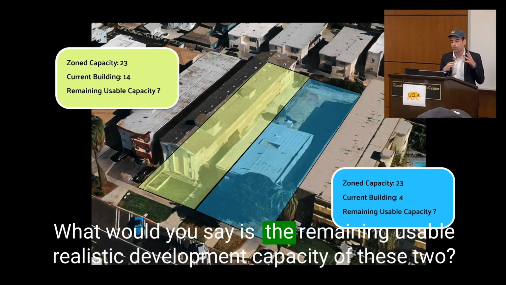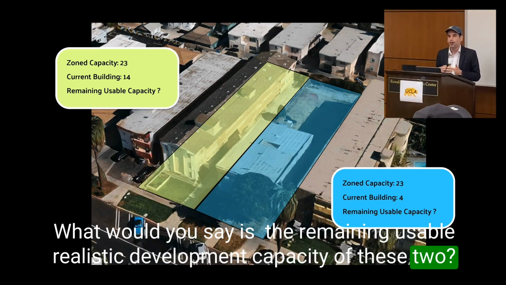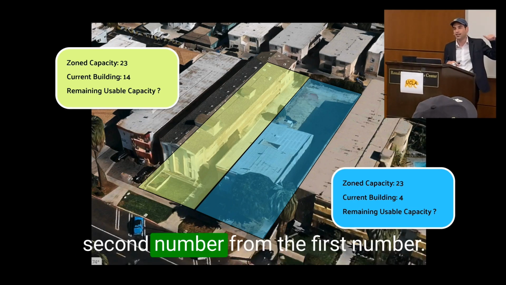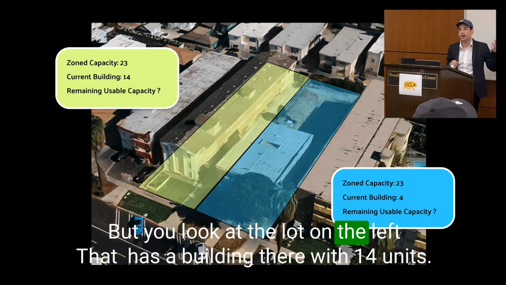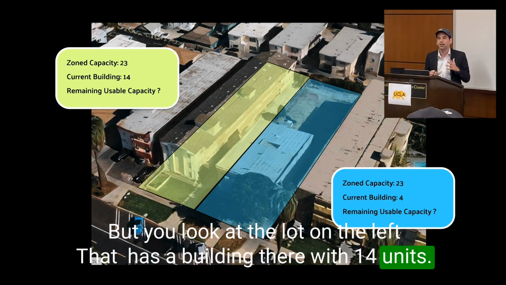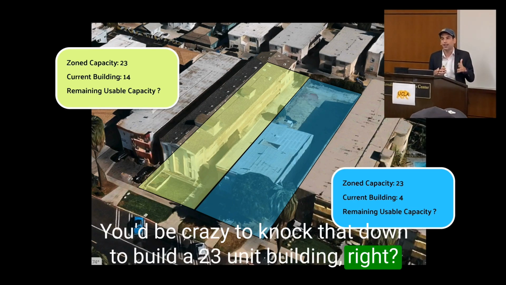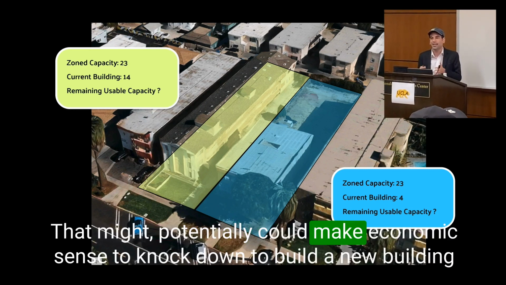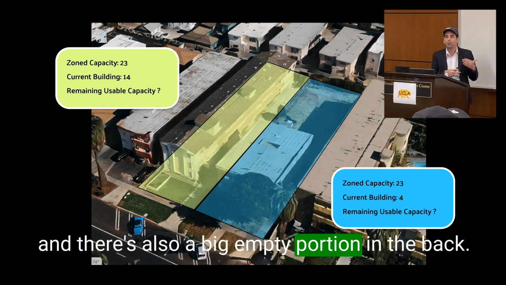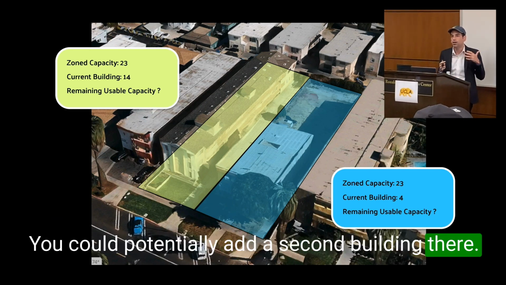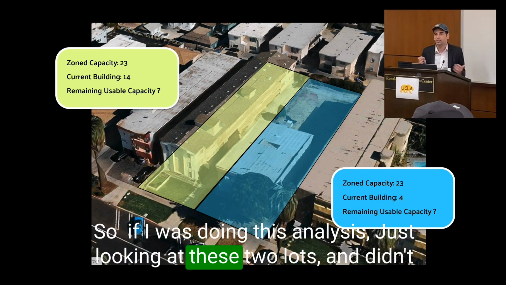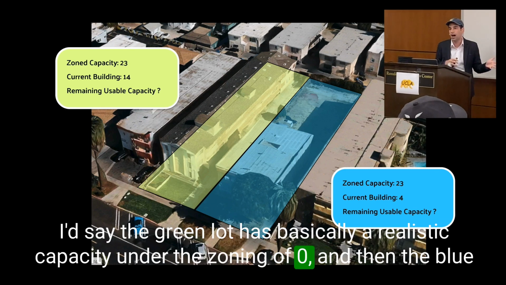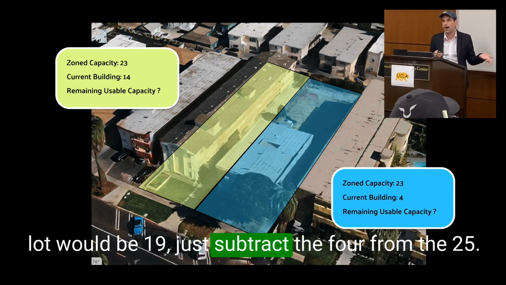What would you say is the remaining usable, realistic development capacity of these two? One simple strategy that a lot of cities utilize is just subtracting the second number from the first number. But you look at the lot on the left, that has a building there with 14 units. You'd be crazy to knock that down to build a 23-unit building, right? You would lose a massive amount of money. Whereas the lot on the right is only a 4-unit building, that might potentially make economic sense to knock down, and there's also a big empty portion at the back. You could potentially add a second building there. So if I was doing this analysis, just looking at these two lots, I'd say the green lot has basically a realistic capacity under the zoning of 0, and then for the blue lot you just subtract the 4 from the 23.